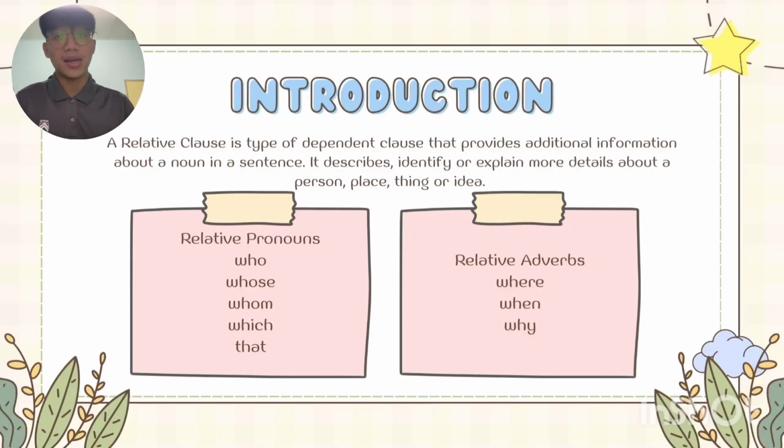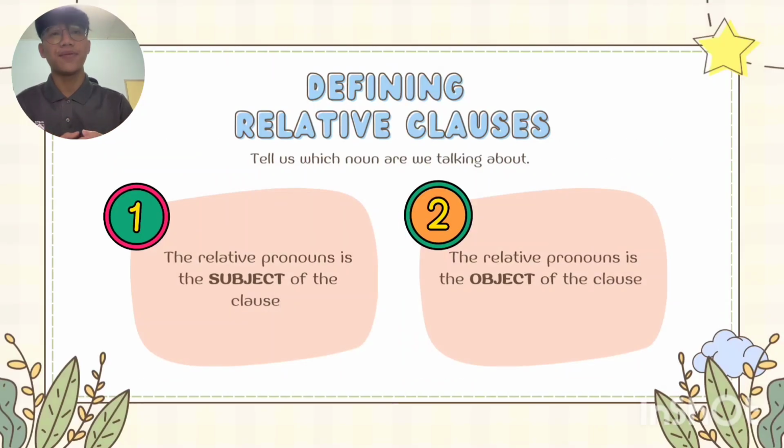So how do we know that the sentence is a relative clause? By the presence of relative pronouns, which are who, whose, whom, which, and that, and relative adverbs, which are where, when, and why. There are two types of relative clauses, which are defining relative clauses and non-defining relative clauses. So now we're gonna go to the defining relative clauses.